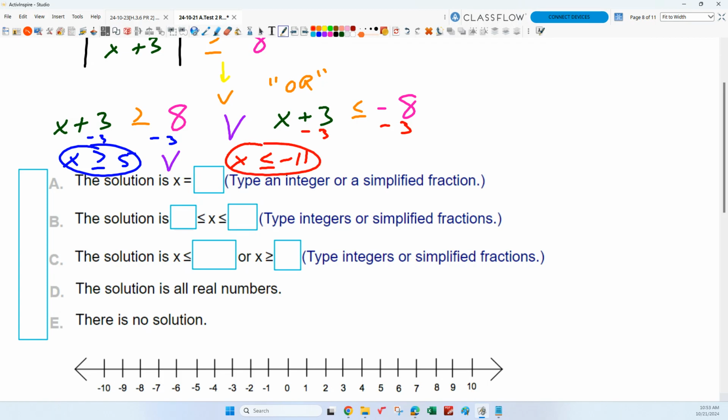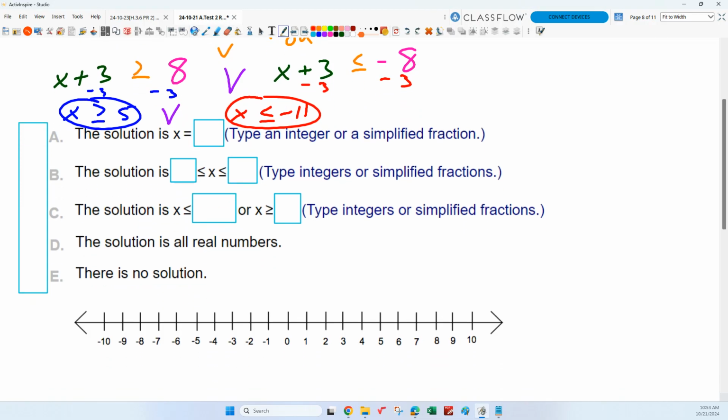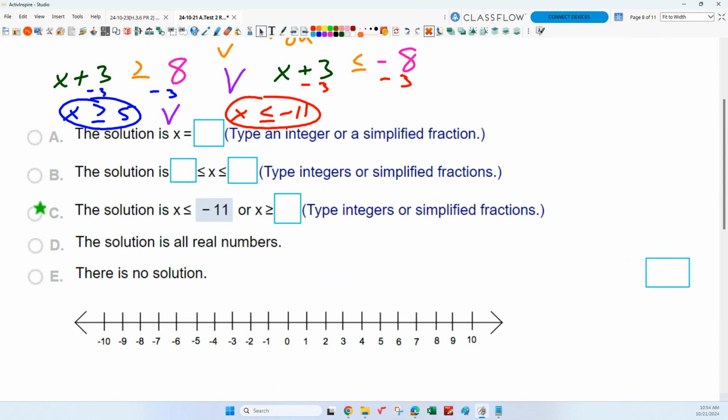Okay, so now we got 5 choices. You guys tell me which one of those is going to match our answer. C. Yeah, the only one that matches ours, which is an or statement, and they use the word or instead of the symbol. That's fine. The only one that matches is C. Okay, everybody see that? Give me thumbs on that part. That's the only one that would make sense. And then what do we say? X is less than or equal to negative 11, or X is greater than or equal to 5.